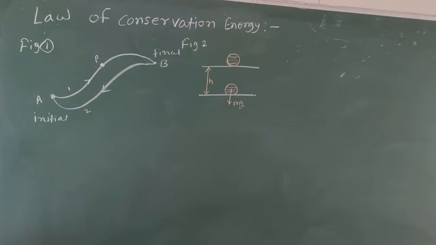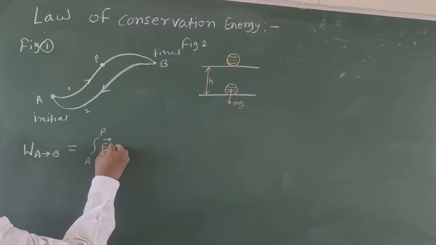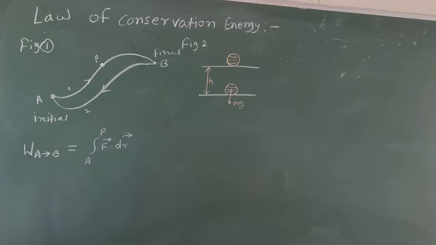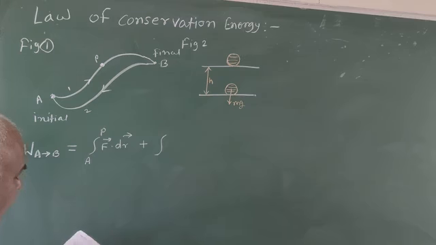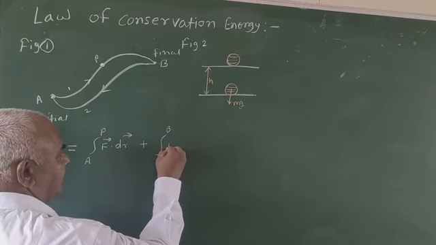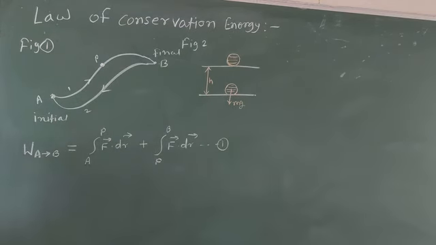And here the work done during this motion from A to B, indicated by W A to B, is given by the formula: integration from A to P of F bar dot dr bar, using the definition of work done, plus integration from P to B of F bar dot dr bar. Say equation number 1.